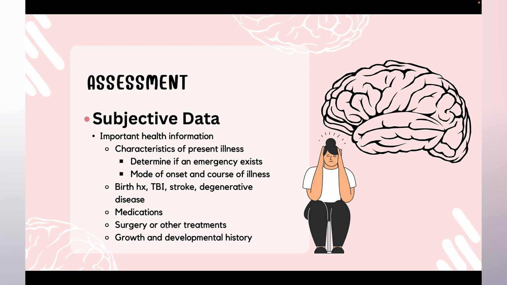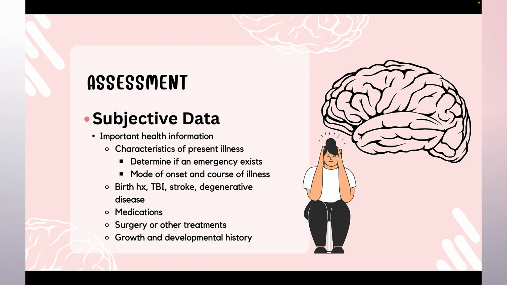So some important things to take note of would be birth history. Sometimes people experience a traumatic birth, which can result in some neurological issues such as cerebral palsy. Do they have a history of a TBI, which is a traumatic brain injury? Have they had a history of a stroke? Do they have a history or a current diagnosis of some sort of degenerative neurological disease like MS, ALS, something like that could affect them neurologically? Those would be important things to note. Or do they have something like Alzheimer's or dementia?